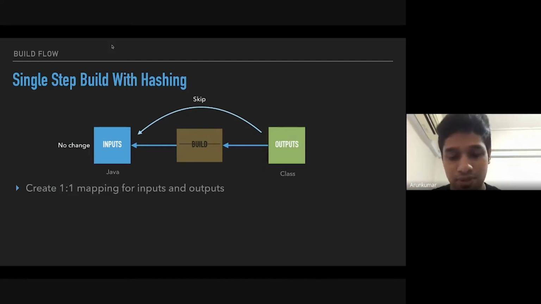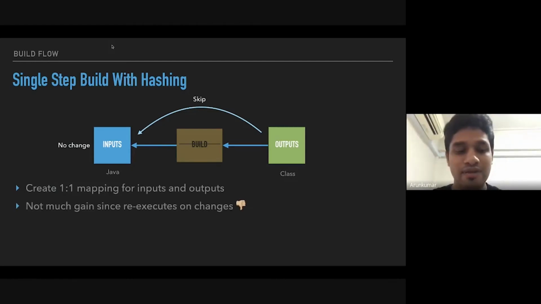So everybody's happy, right? This sort of single step build with hashing possibly solves our problem, but does it actually solve it? In terms of practicality, it does not solve any problem that we are having right now. Why? Because as developers, very rarely do we do builds without changes, right?